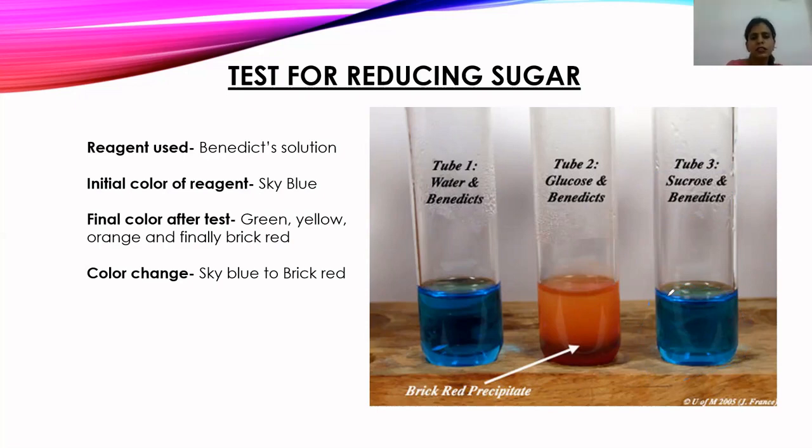So understand that only some disaccharides are reducing sugars, the rest of the disaccharides are non-reducing sugars. For example, lactose, the milk sugar, which is made up of one glucose unit plus one galactose unit. That lactose is a reducing sugar. Lactose is a disaccharide which is a reducing sugar. Sucrose is also a disaccharide, but it's a non-reducing sugar.